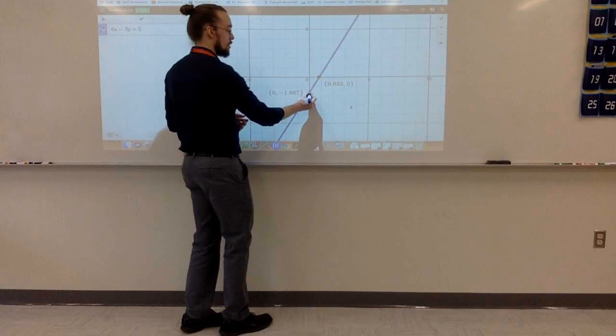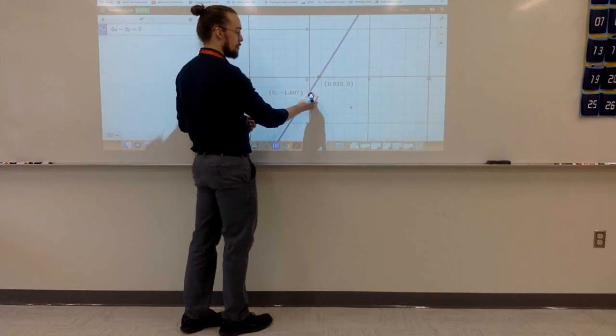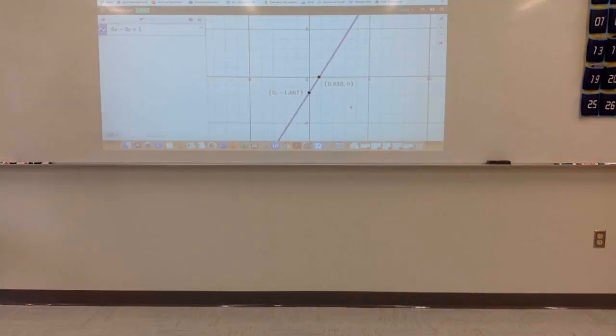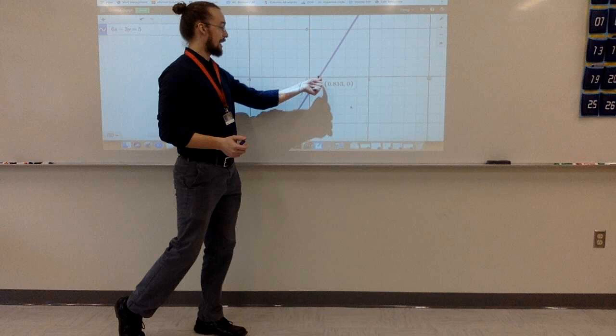On Desmos, they give us the intercepts, right? We can always click and see the y-intercept and the x-intercept in Desmos. That's one really useful feature of Desmos. We don't have to know anything about how to solve an equation of a line or anything about it. Desmos just tells us the x-intercept and the y-intercept.